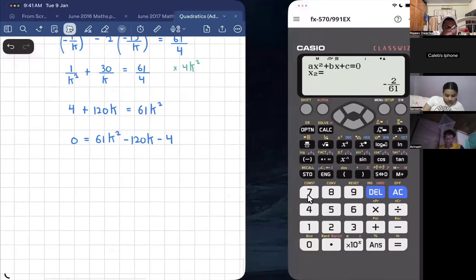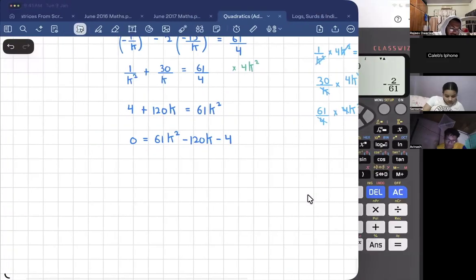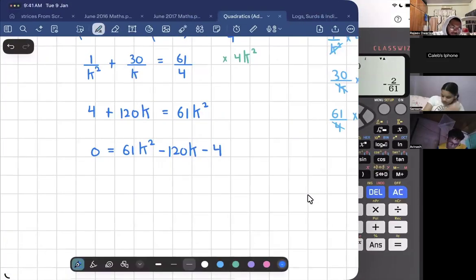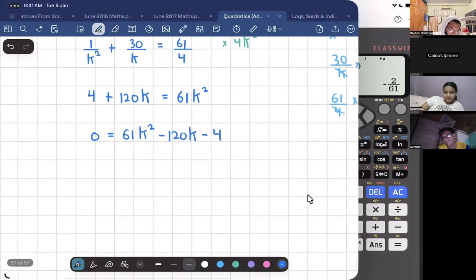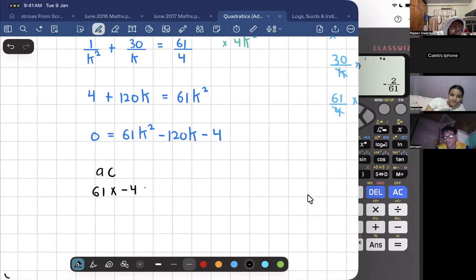So to actually find the answer now, we'll have to use the quadratic formula, right? I wonder if you'll be able to solve that using factorization. Let's see, maybe we're crazy enough to figure that out. If we do the AC method, it's the A term, which is 61, by the C term, which is -4. What is 61 by -4?